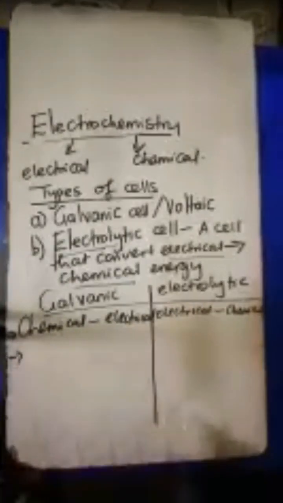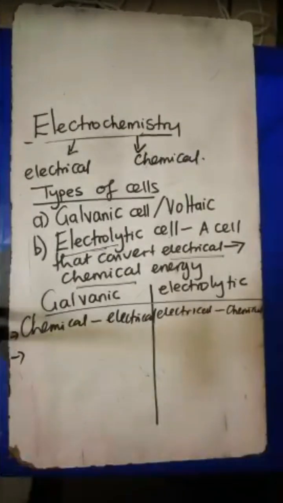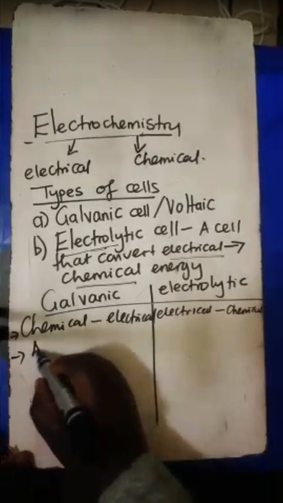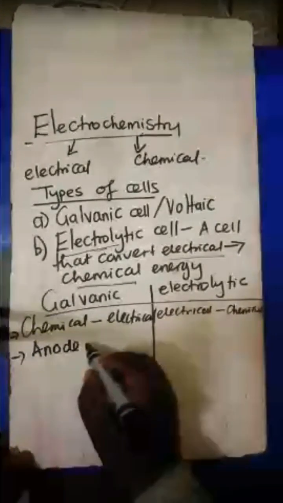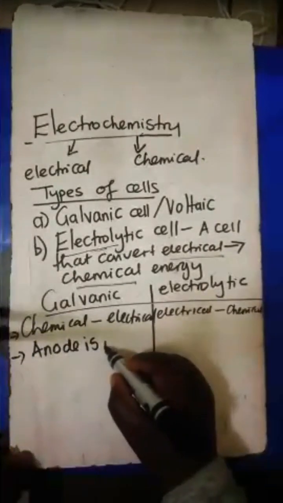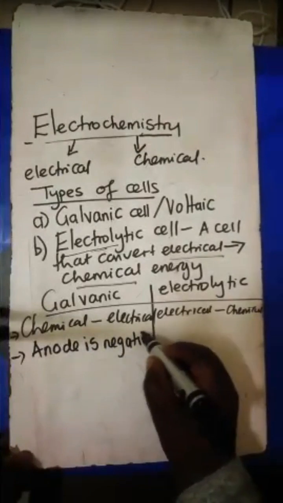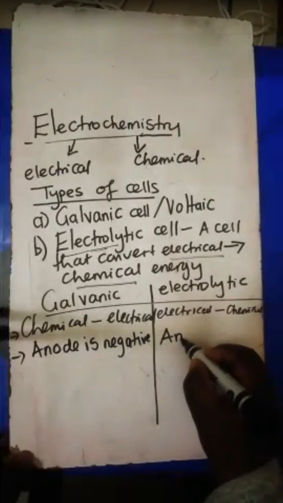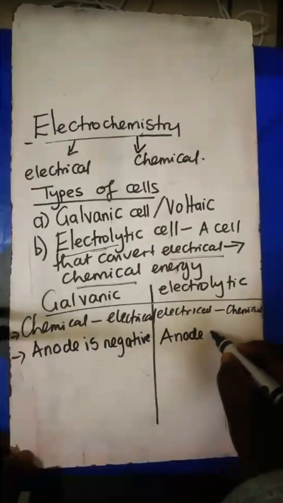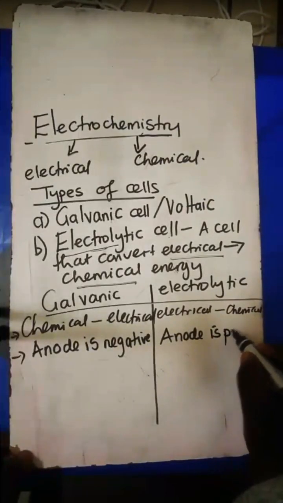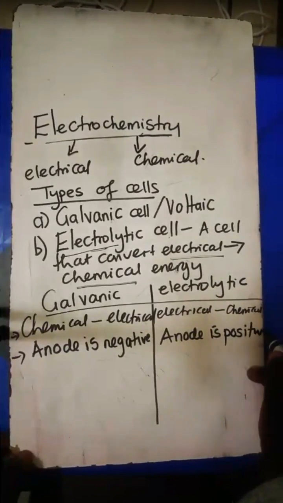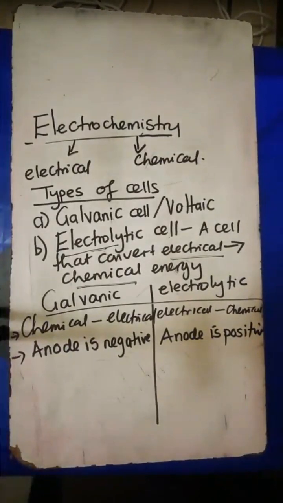Then the second difference, which you will understand as we do questions: in a galvanic cell, the anode is negative. Then in an electrolytic cell, the anode is positive. Don't worry, you will understand this as we do problems. Anode is negative, anode is positive.